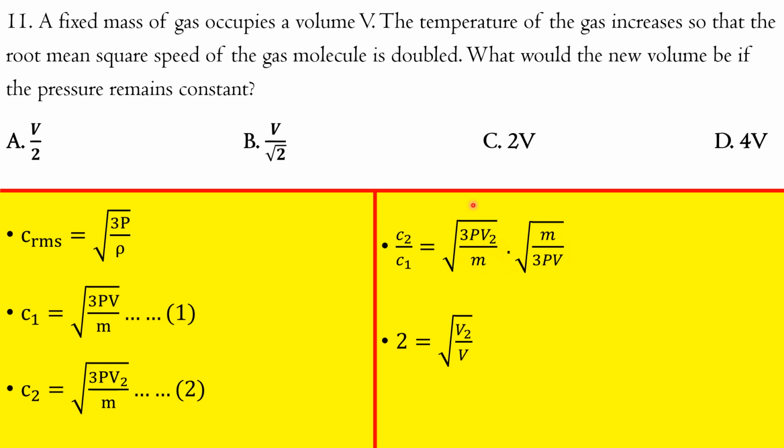So I'm basically left with what? The square root of V2 over V equals 2. So I can square both sides, and my V2 will just be 4V, right? Good. So you want the volume to quadruple so that the root mean square speed doubles. There you go. D.